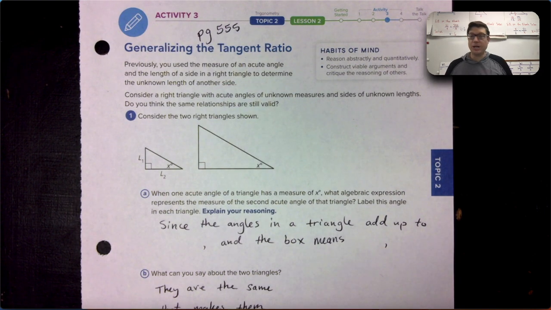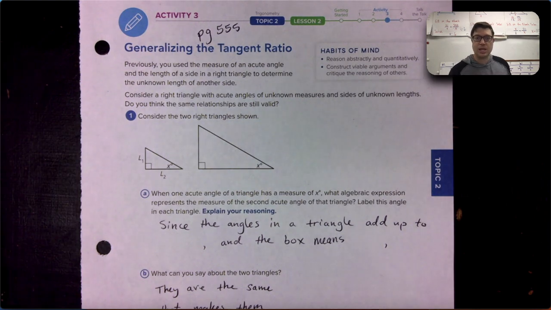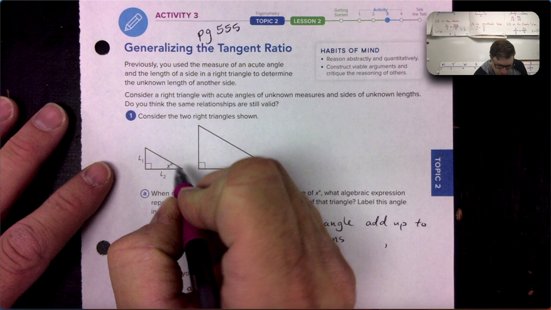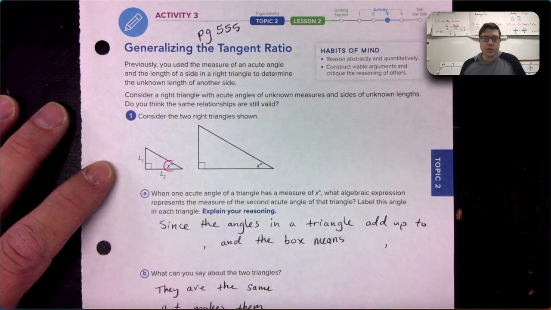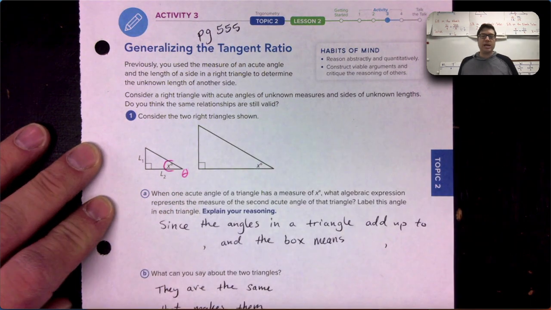This is page 555, and we're going to talk about generalizing the tangent ratio. Let's begin by highlighting on our two triangles the opposite, adjacent, and hypotenuse sides, as well as identifying where the reference angle is. So since x degrees is labeled there, this is going to be our reference angle.